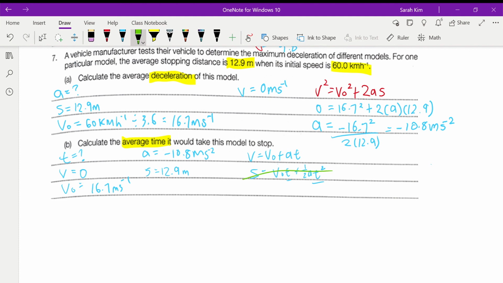So let's use V equals V naught plus AT. So my 0 equals V naught, 16.7, take 10.8 because that's the acceleration term. So my time, if I rearrange that, I should get 16.7 divided by 10.8. So that would be 1.55 seconds.